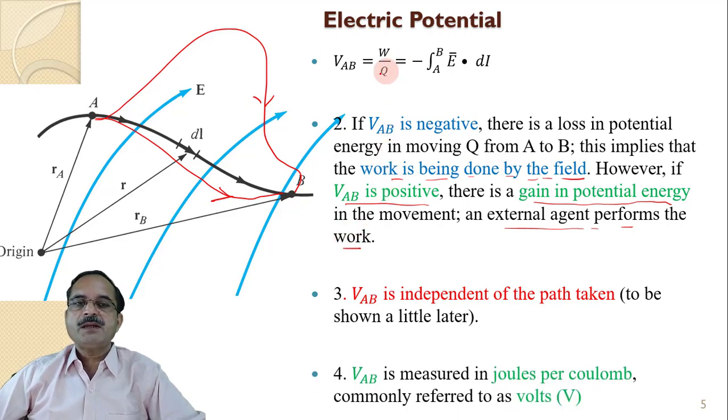And as we have seen, we have defined the potential as work done per unit charge, that is W upon Q. So the unit is joules per coulomb, or it is also called volts.